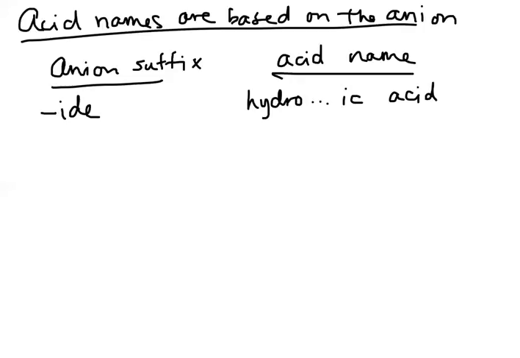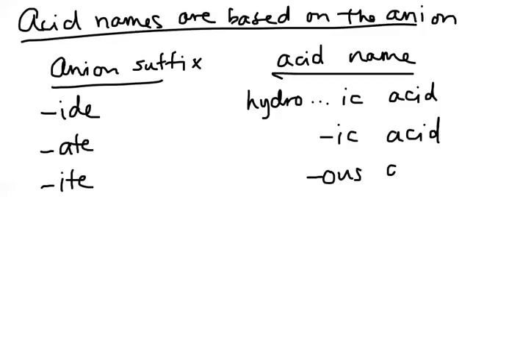And I'll give you examples of this after we write this down. If your anion ends in "ate," it will just be "ic" acid. And then if your anion ends in "ite," it will be "ous" acid.